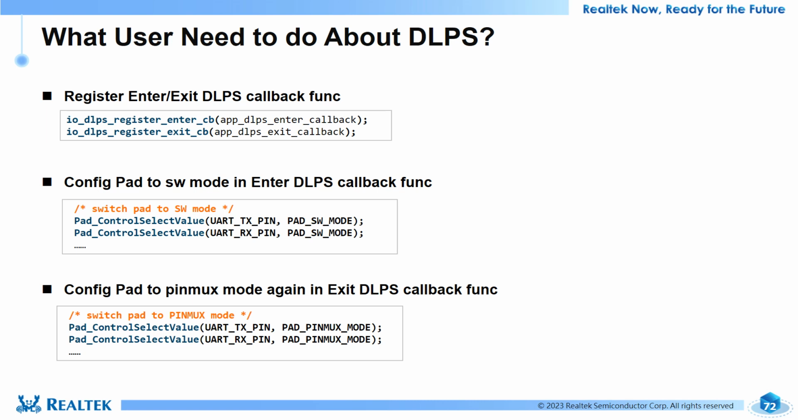The IO-DLPS register enter CB and IO-DLPS register exit CB APIs are used to register callback functions that need to be executed when entering DLPS and exiting DLPS respectively. The pad control select value function is called to switch the pad to software mode when entering DLPS, and to switch the pad back to PINMUX mode when exiting DLPS.